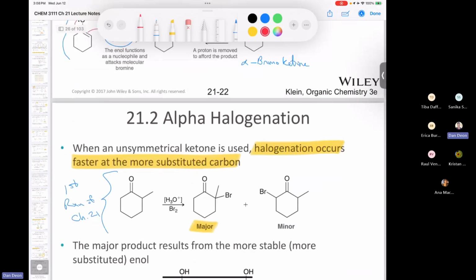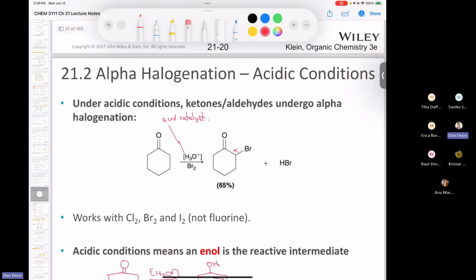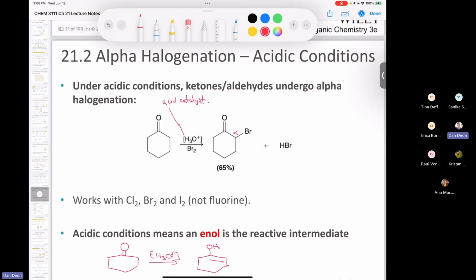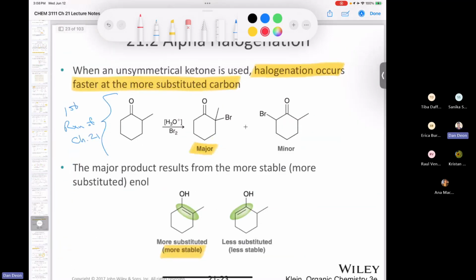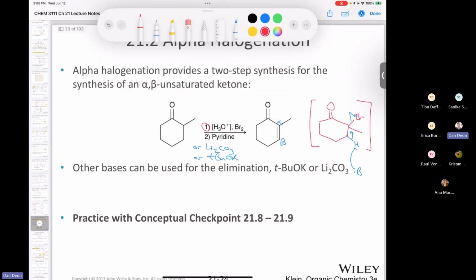Let's go back to here. What have we covered? If you take your ketone or aldehyde, a catalytic amount of acid and bromine, you make an alpha bromo ketone or aldehyde. We went over the mechanism. If it's unsymmetrical, the bromine ends up on the more substituted carbon. Why? Because that proceeds through the more stable enol intermediate.